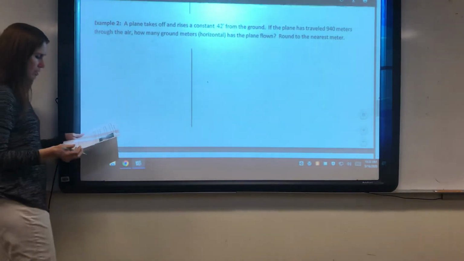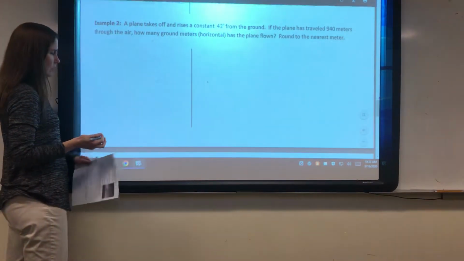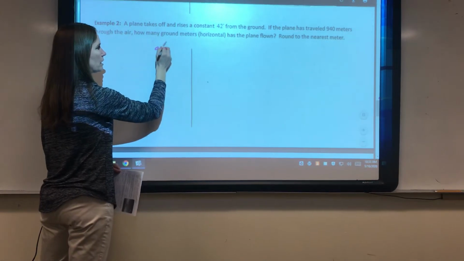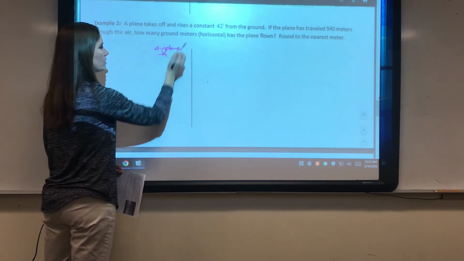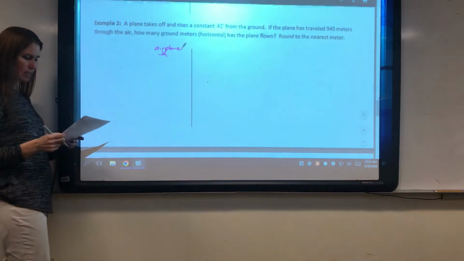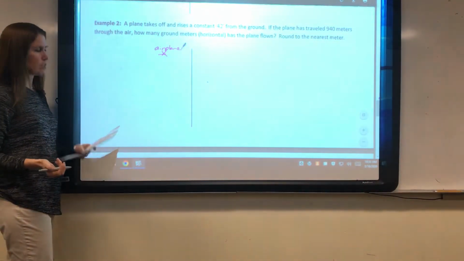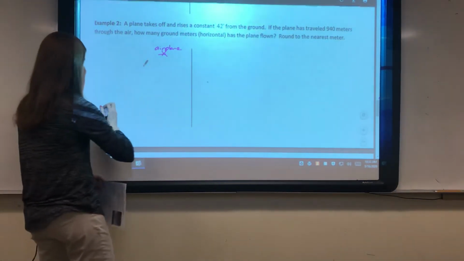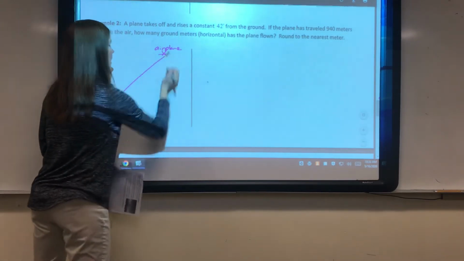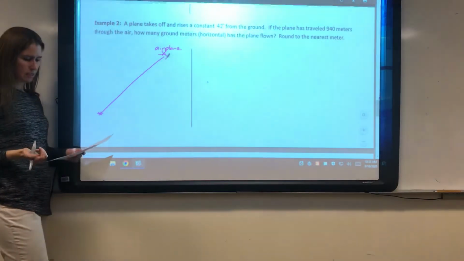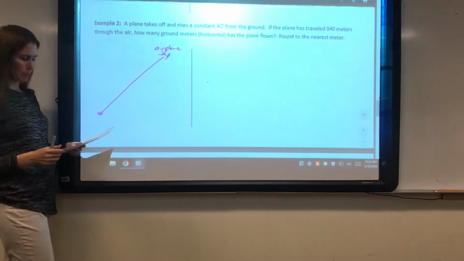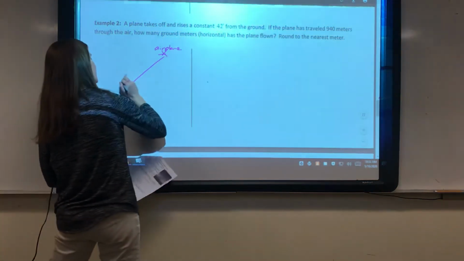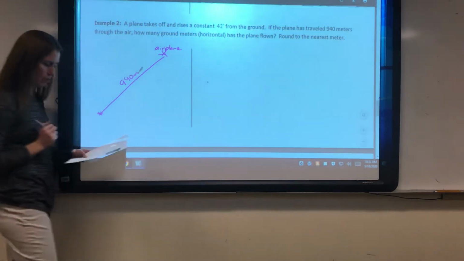So in this case, here's my airplane up here. I'm not going to try to draw the airplane. The lighthouse didn't go too well. It's saying a plane takes off and rises a constant 42 degrees from the ground. So it took off down here, and now it's here. So I'm going to draw this path. And it says that the plane has traveled 940 meters through the air. So I know how far it has traveled is that 940 meters.